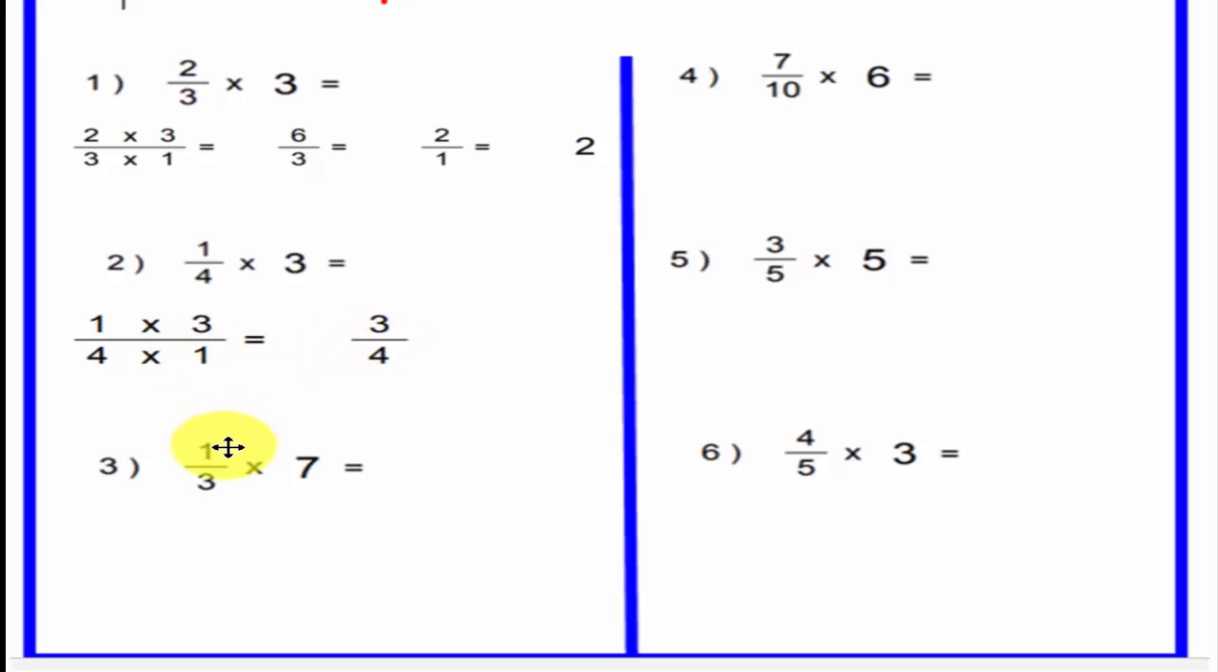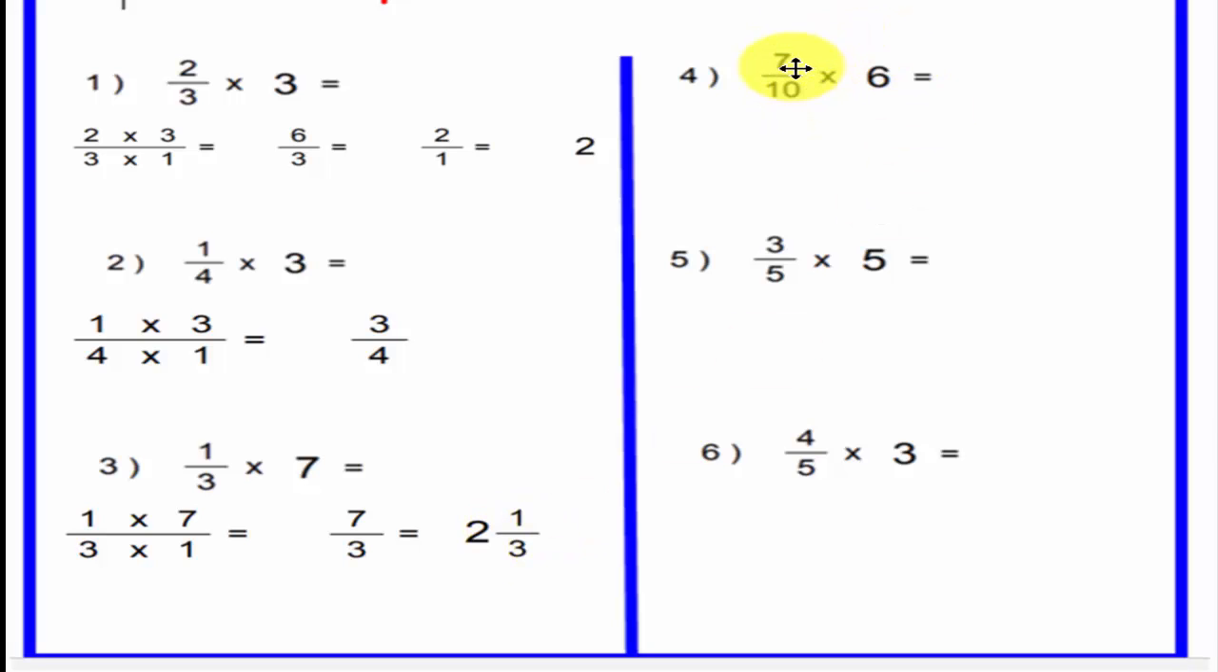3/4. Number 3, we have 1/3 times 7, and the answer to that is 1 times 7 is 7. 3 times 1 is 3. And to reduce that, 3 goes into 7 2 times with 1/3 left over.